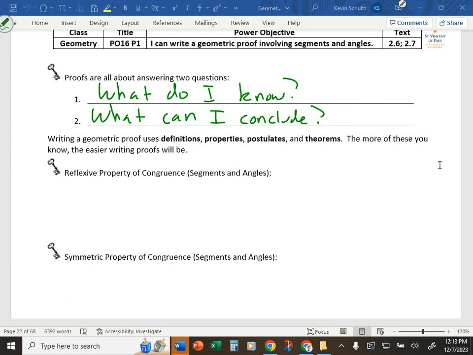How many more objectives do we have? I don't know. I'll check. But I'm not right now because we got to rock and roll here.